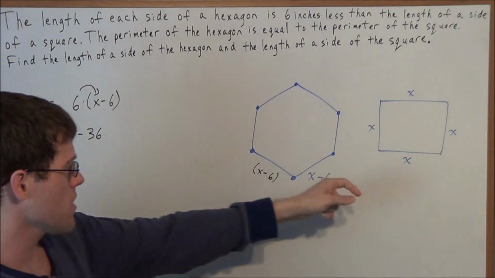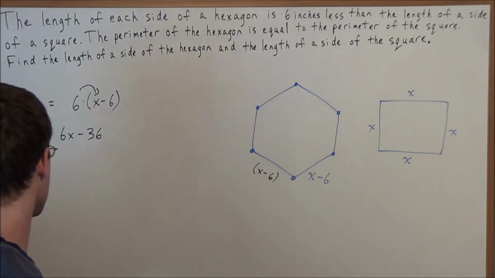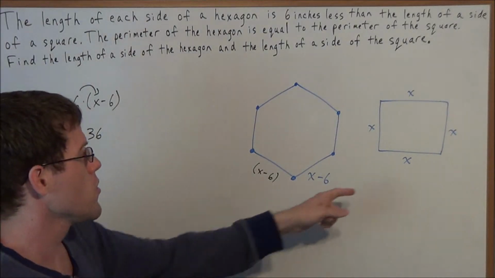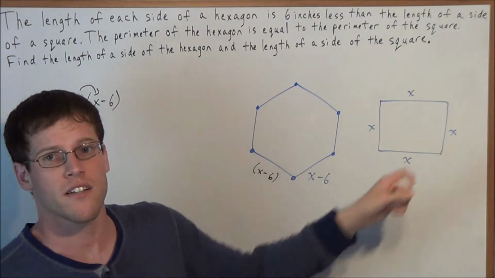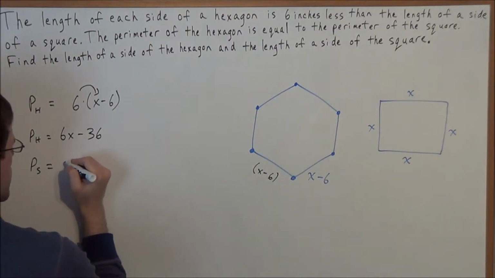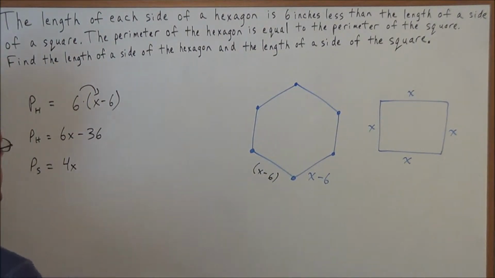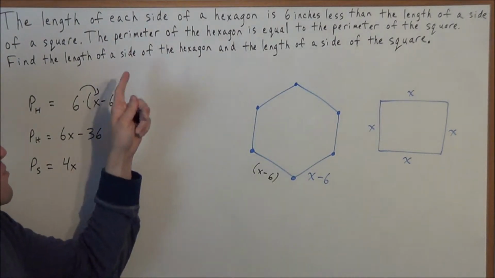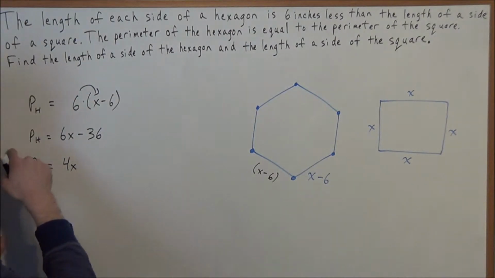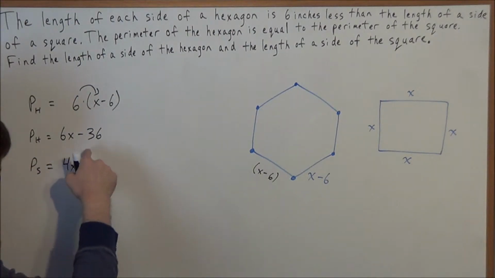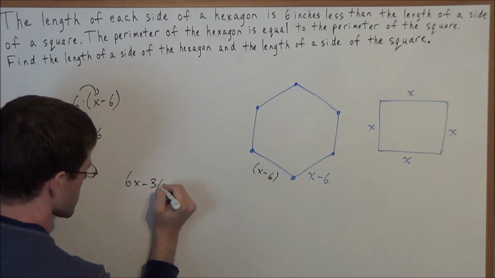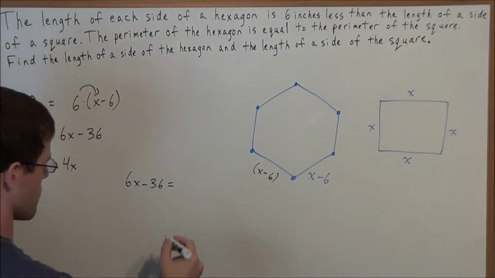And now we can represent the perimeter of the square in terms of x. The perimeter of the square is x plus x plus x plus x, which is 4x, or we could have just said 4 times x. So the perimeter of the square is 4x. Now we know that the perimeter of the hexagon is equal to the perimeter of the square, so we can set these two quantities equal. That is, we set up 6x minus 36 equal to 4x.